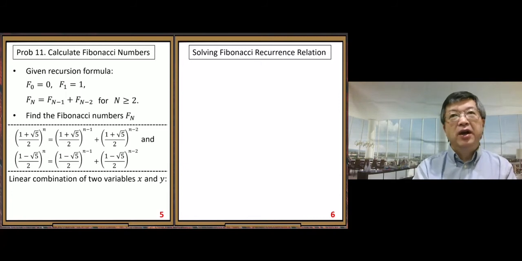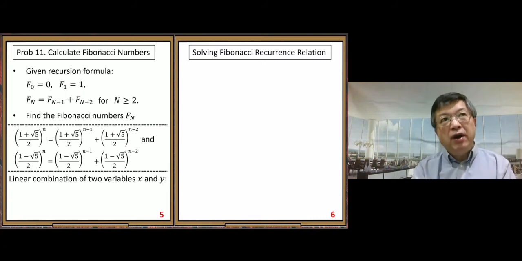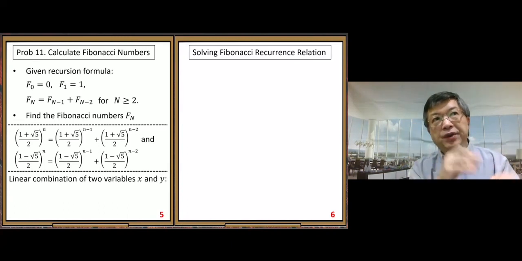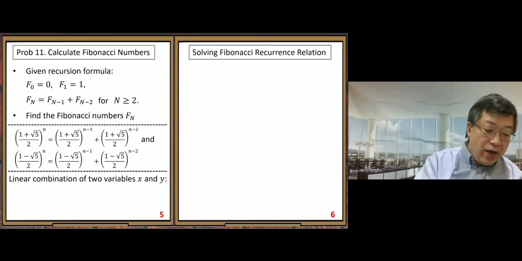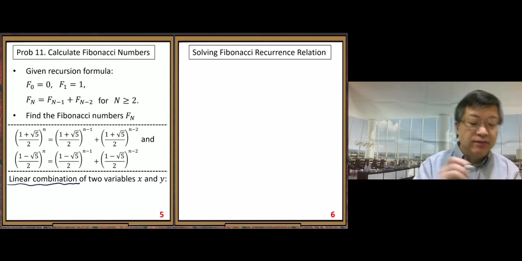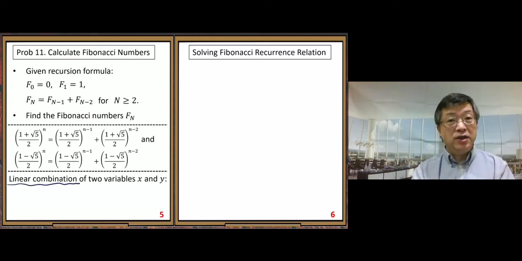So this concept, I don't know if some of you have heard of it before. It is a simple concept, but a very basic, very useful one. It is called a linear combination of two variables. So what's that? How do we create a linear combination of two variables?